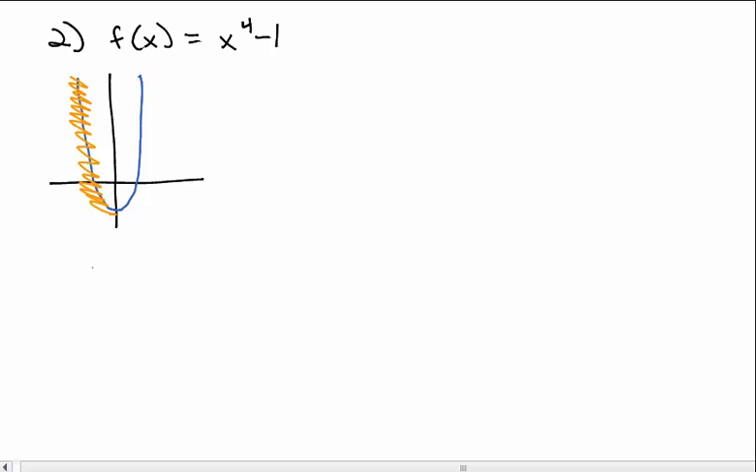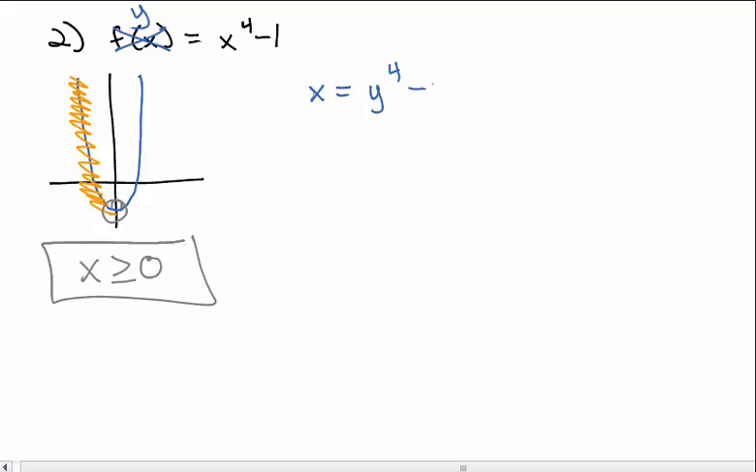Which means I'm basically interested in when x is greater than or equal to, what's our x value down there in the center? x is greater than or equal to 0. So that restricts the domain. Now we're ready to find our inverse. Remember, f of x is really y. So if we switch x and y, we get x equals y to the fourth minus 1. Add 1 to both sides. And x plus 1 equals y to the fourth.